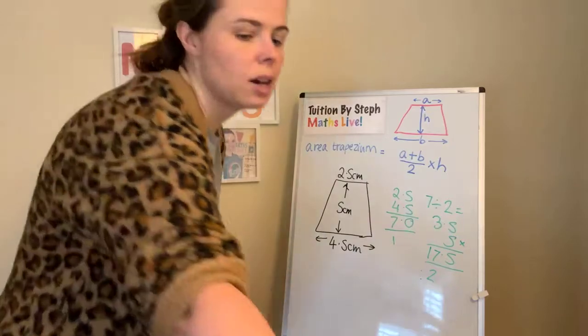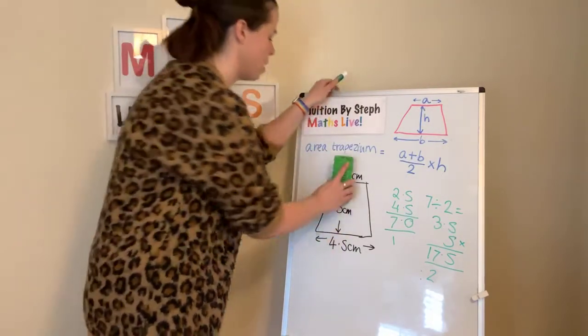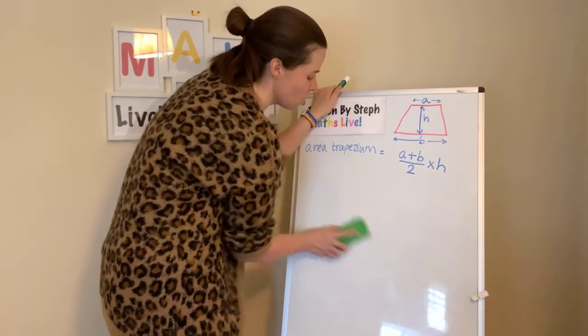But let me go back. Oh, please, I've got a magnetic board rubber. So 17.5 for that one. I've got a magnetic board rubber, and I'm still putting it down, not on the whiteboard.